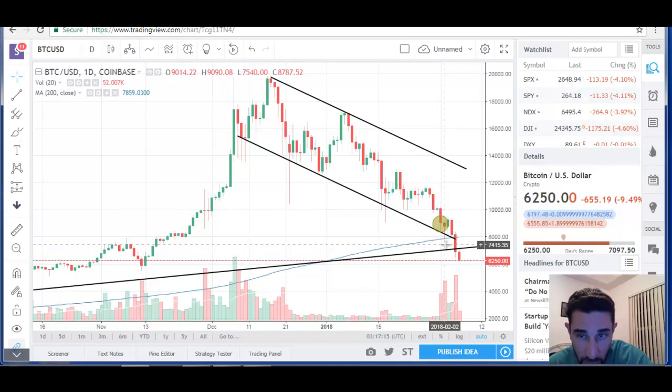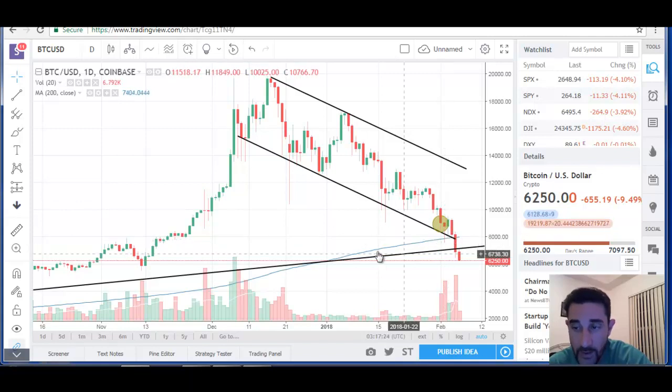So, 7,540 was the low of this reversal candle. So as soon as we broke that, boom, you get out, and you see it's dropped almost 1,500 points since then. So if you didn't get out, you'd be taking an even bigger loss now.